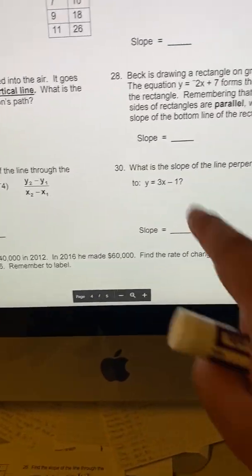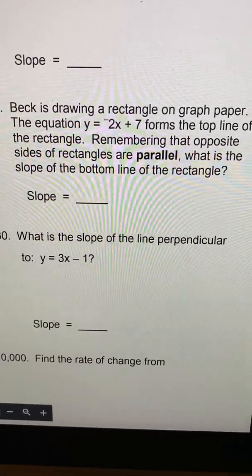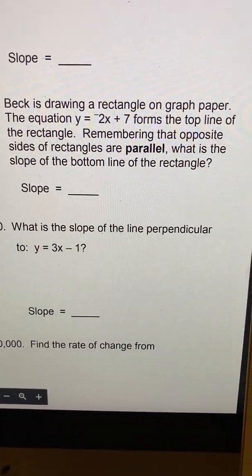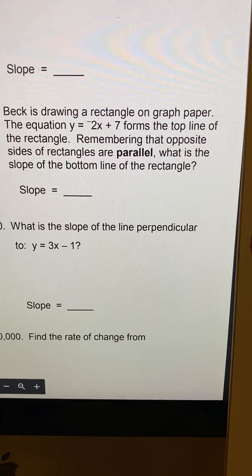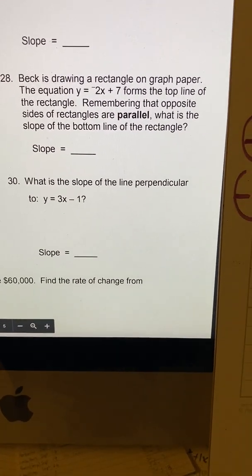Undefined. Now, Beck is drawing a rectangle on a graph paper. Okay? The equation y is equal to negative 2x plus 7 forms the top line of the rectangle. Remember that opposite sides of rectangles are parallel. What is the slope of the bottom line of the rectangle?